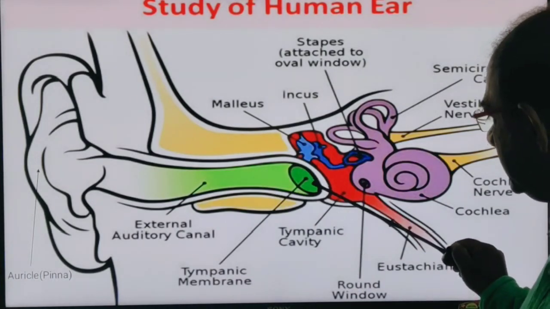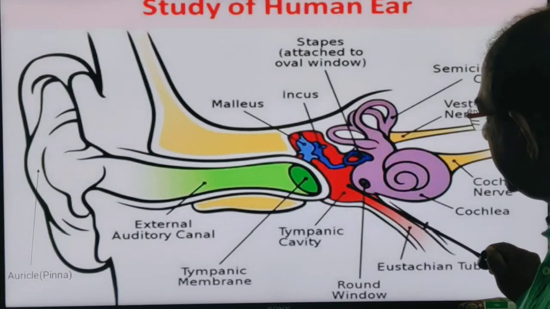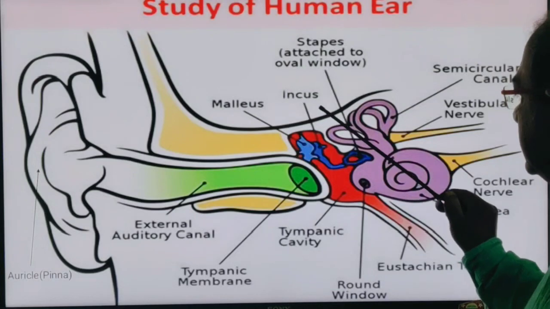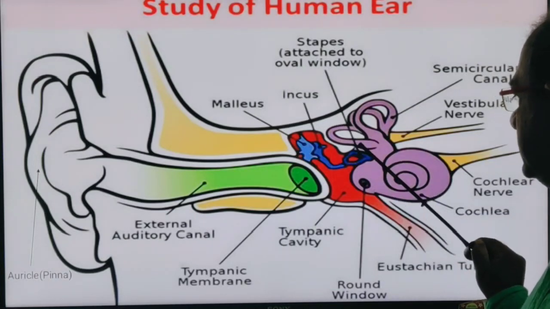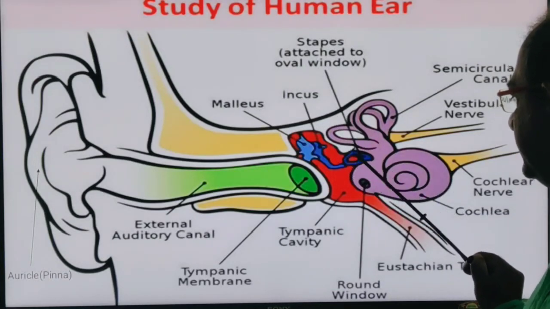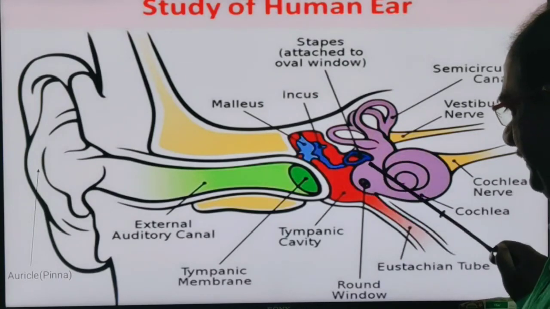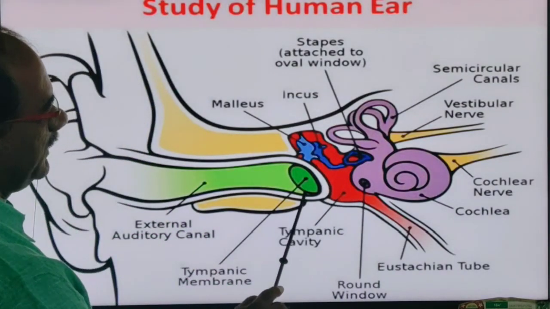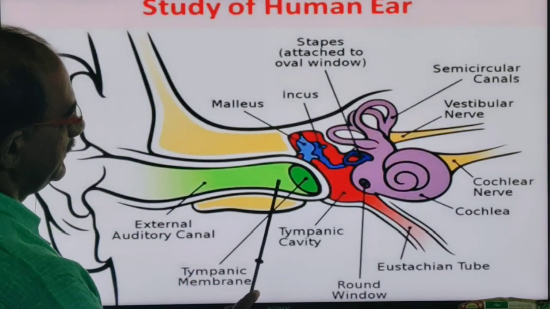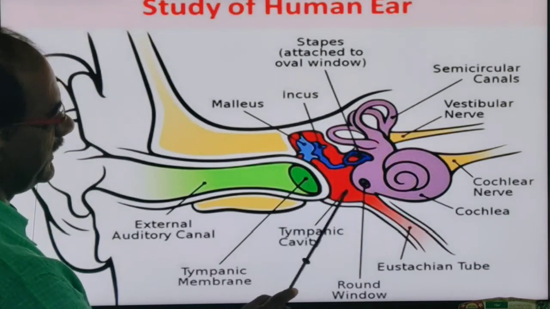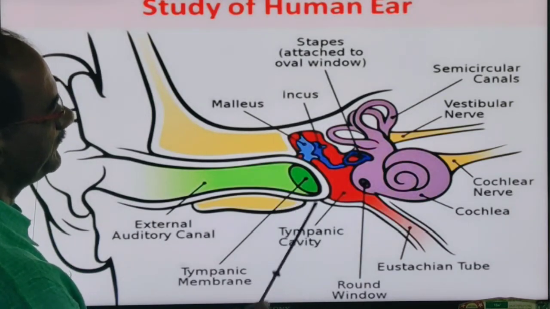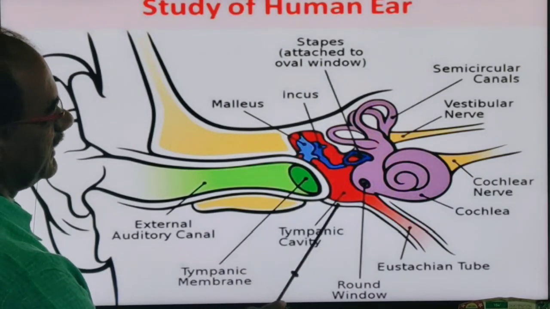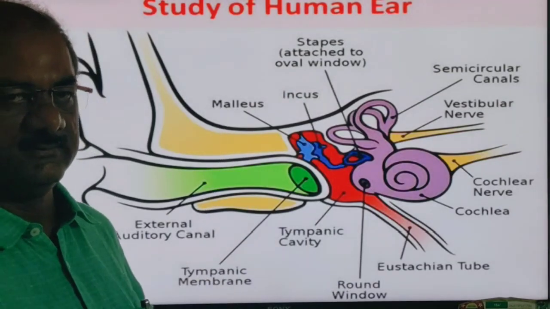Here the tympanic membrane is present. The tympanic cavity is present, and the ear ossicles, malleus, incus, and stapes. These three bones are present in the middle layer up to this part. Here this one is the tympanic membrane, here the tympanic cavity, and here malleus, incus, stapes. These parts are involved in the middle ear.